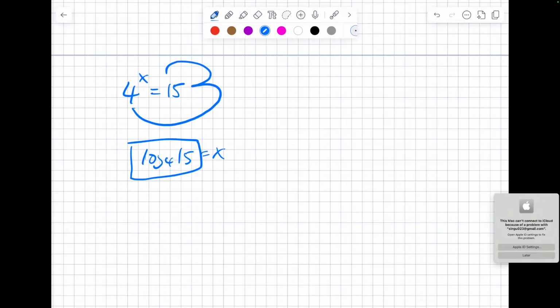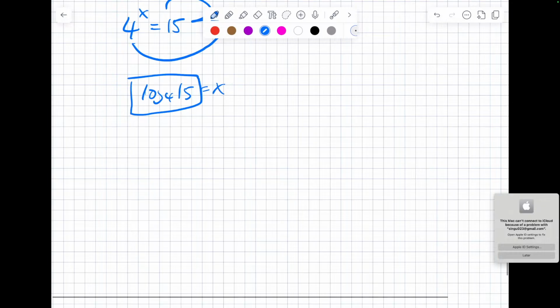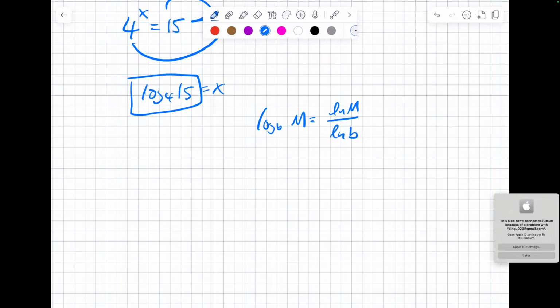So regular calculators, they only have natural log. Devin, let me talk. They only have a natural log. They don't have any other base than like 10. So what you can do is use the other property called change of base. Remember, this is log base b of m equal to natural log of m over natural log of b. So that's going to be natural log of 15 over natural log of 4 is equal to x. So this, you can type in the calculator.